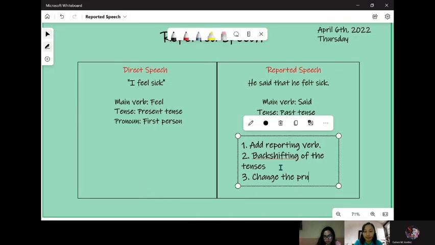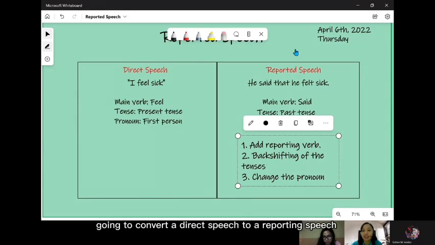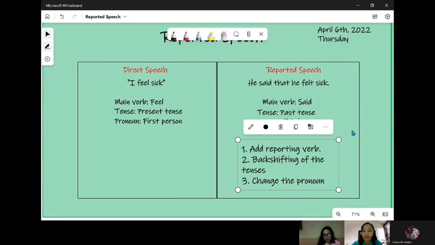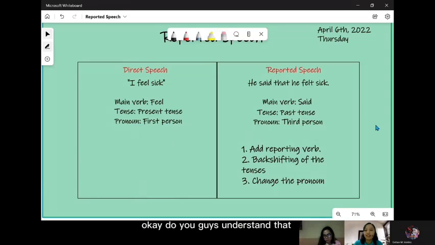When we convert a direct speech to a reported speech. Okay. Do you understand that? Do you have any questions regarding the rules of converting direct speech to reported speech? None, ma'am.